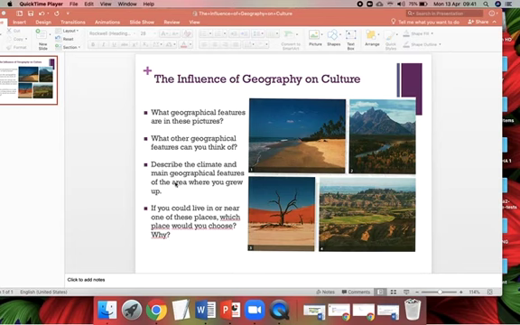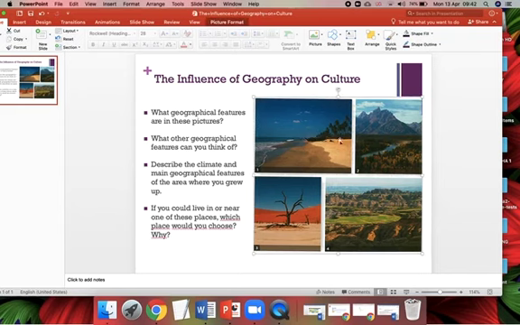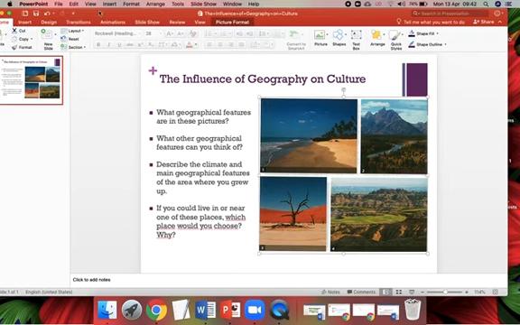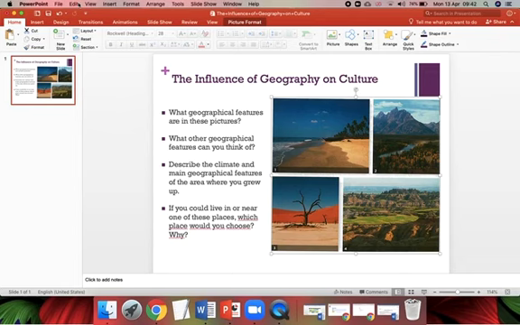Think of the area where you are living now, or where you used to live, and describe its climate and main geographical features. Think a little bit about how the geography of the place where you live can influence your culture and the culture of your people. This is just something to engage with, to start thinking in the right direction.